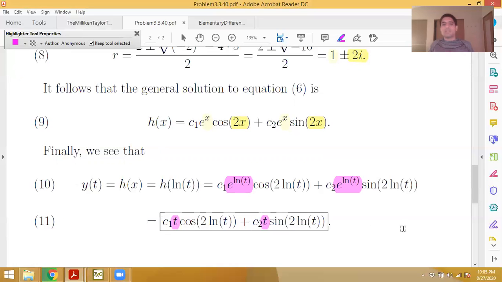So in conclusion, our general solution to the Euler equation is a constant c1 times t times the cosine of 2 times natural log of t plus another constant c2 times t times sine of 2 times natural log of t.